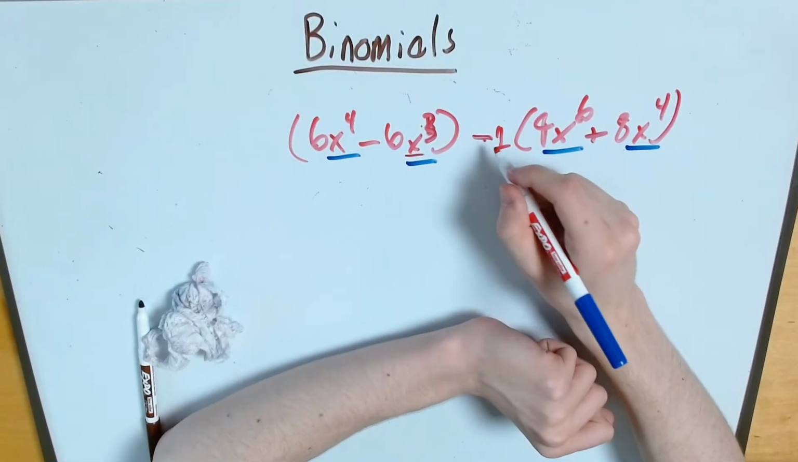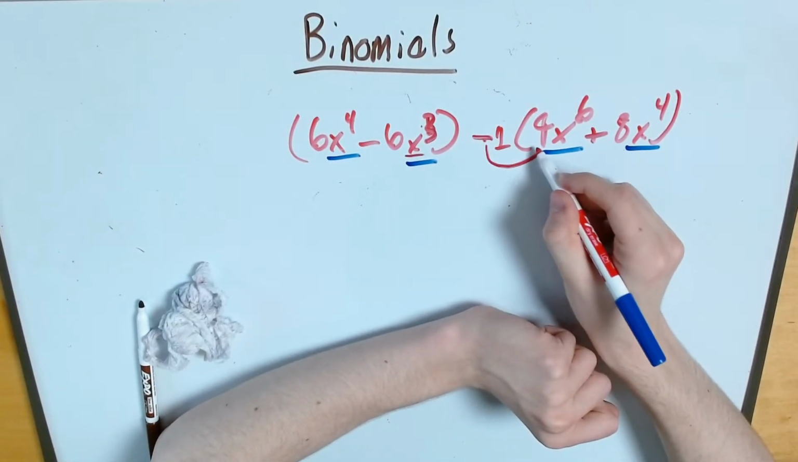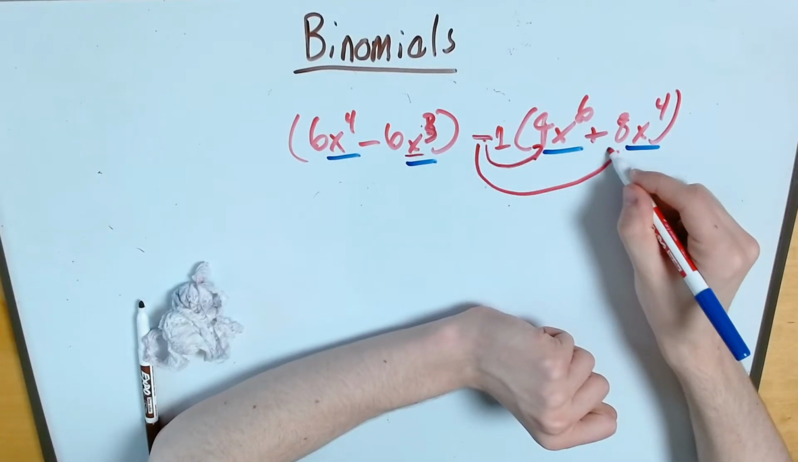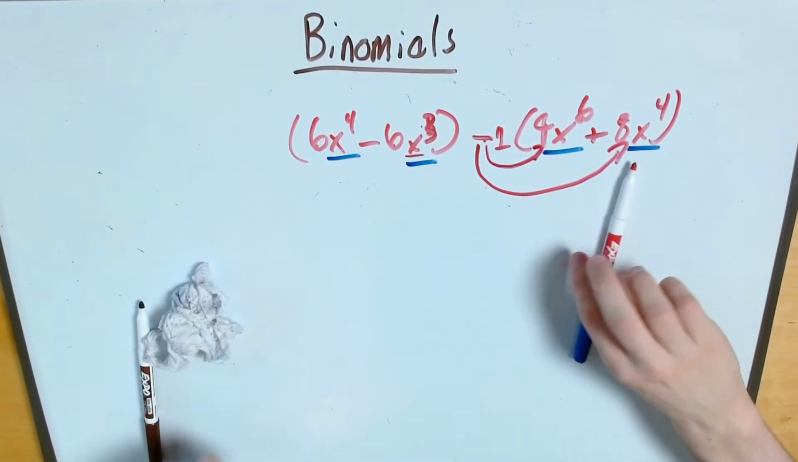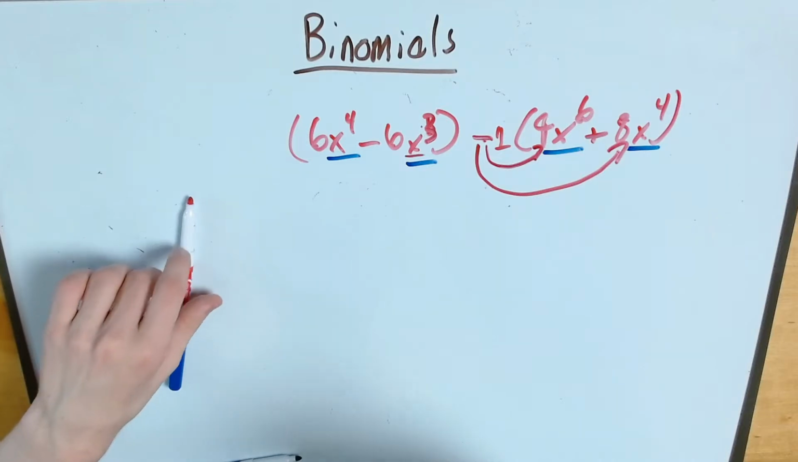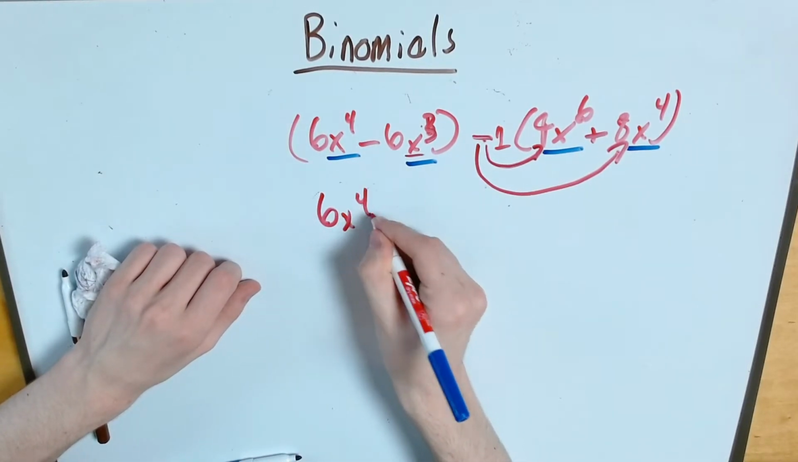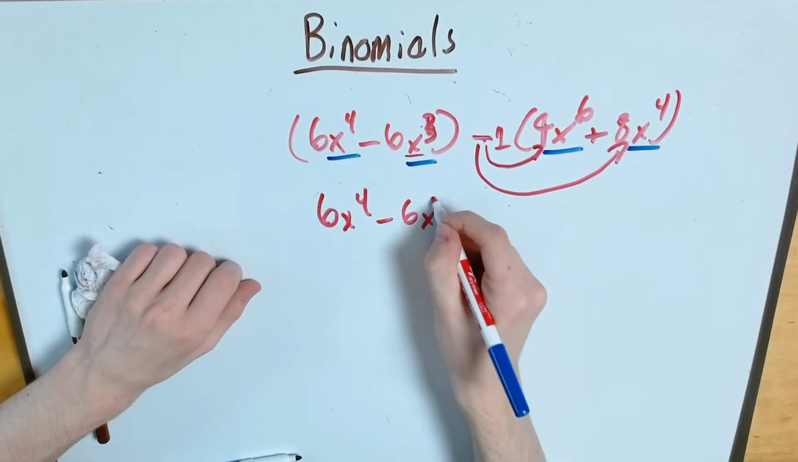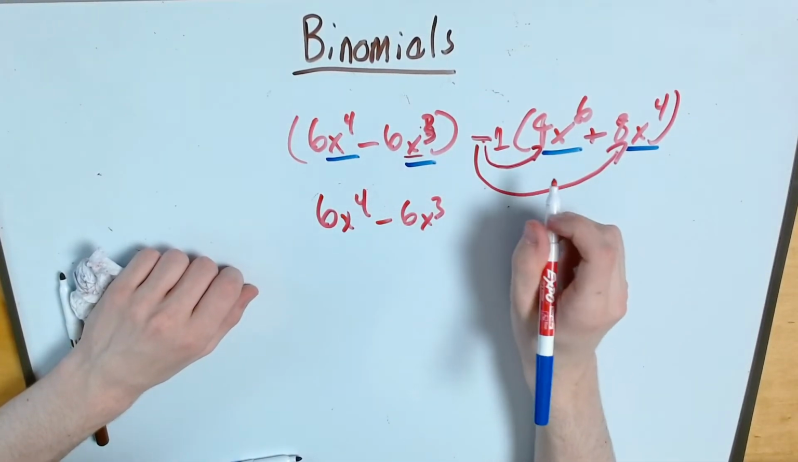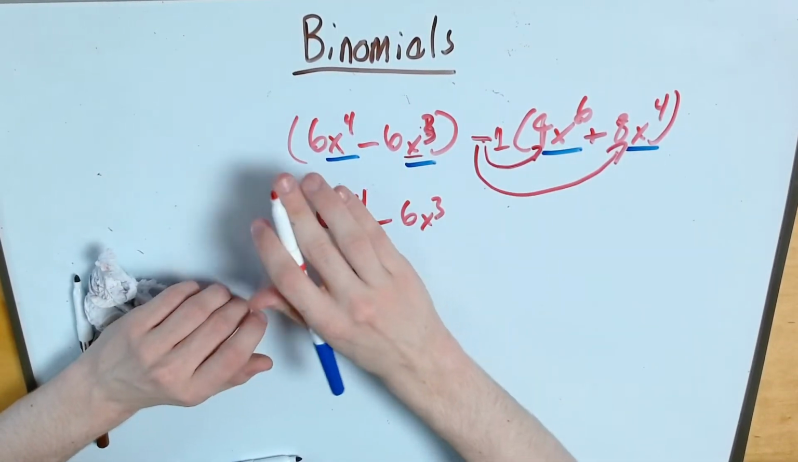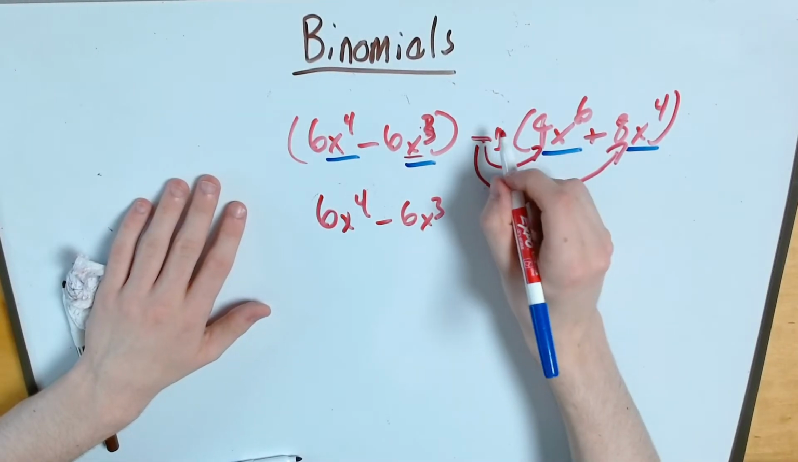We have to take this minus sign and apply it to both this term and to this term. So we want to rewrite our expression as a result. So we have 6x to the 4 minus 6x to the 3. Again, this part doesn't change. We're not subtracting this part. This is fine. But we're going to want to distribute that negative sign.